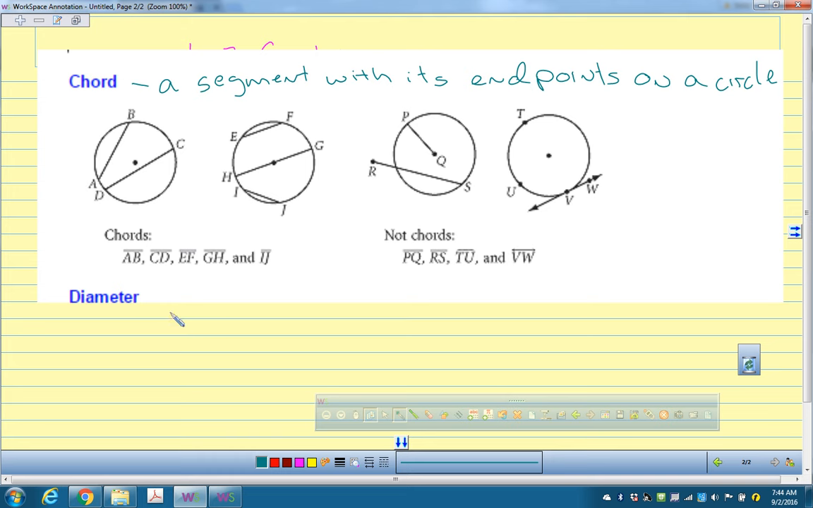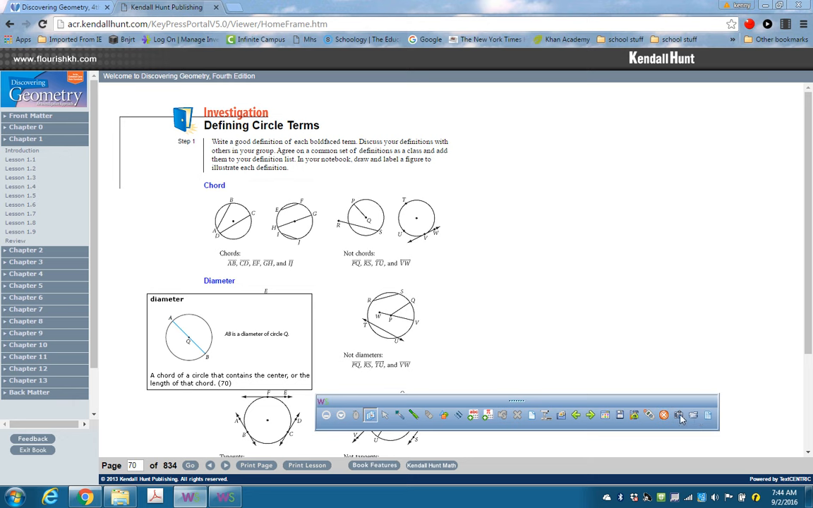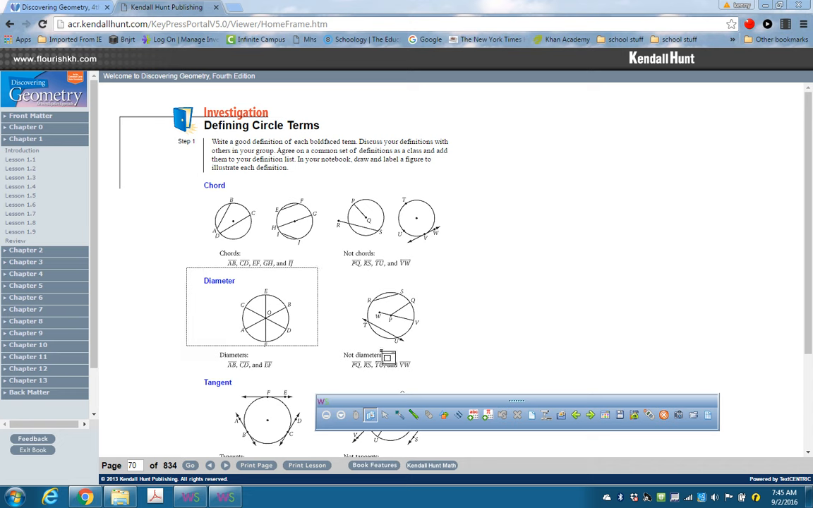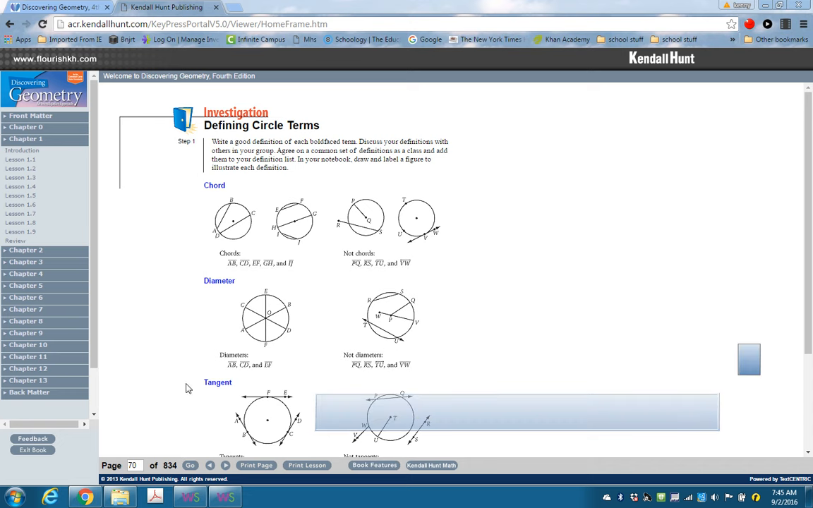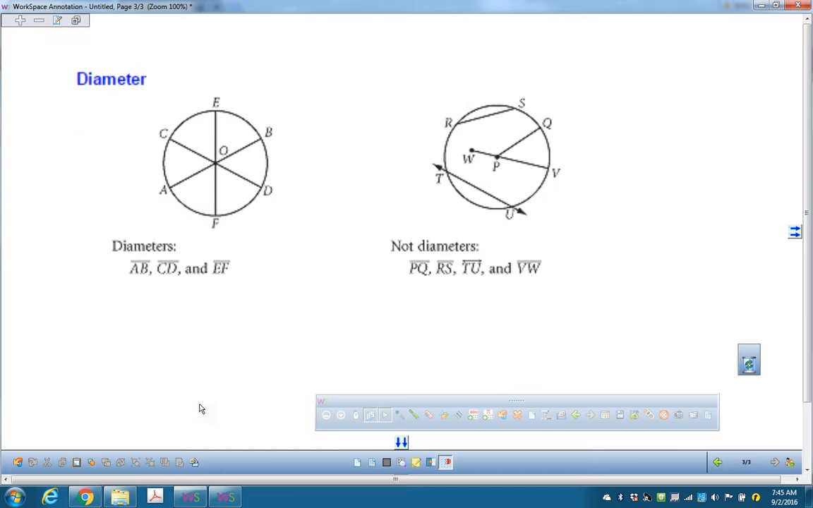Could I move on? Yes? Go ahead. So moving on, a diameter, that's the next thing we talk about. Yeah, Marshall. So here's a diameter. Who can give me a definition of a diameter using the word chord? Using the word chord. Go ahead. A chord that passes through the center. Perfect, okay. A diameter is a chord that goes through the center of the circle.